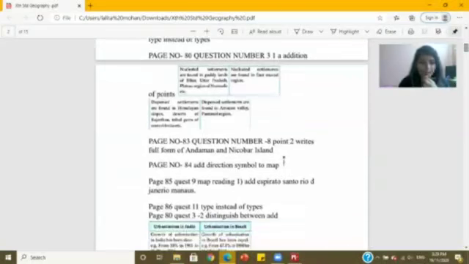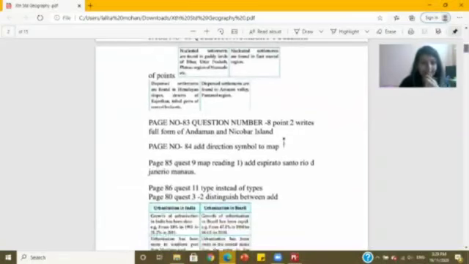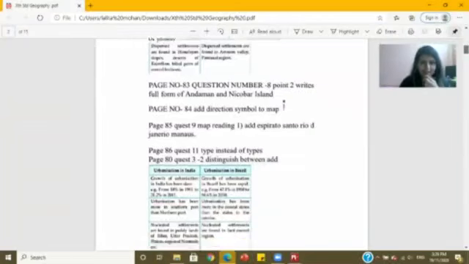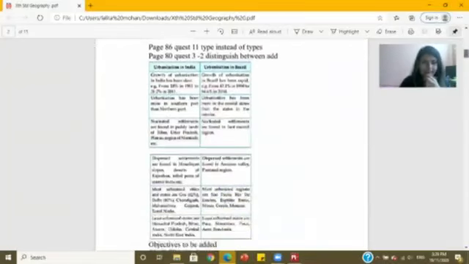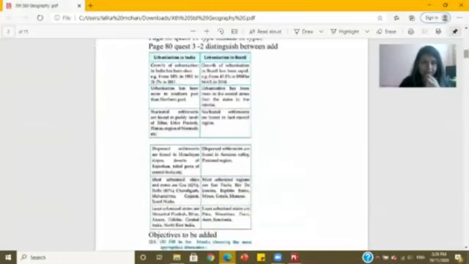Page 80, question 3. This is distinguished between. We have to add the following points, which I'll be reading out for you all. So the question is urbanization in India and urbanization in Brazil. First point, growth of urbanization in India has been slow. Example, from 18% in 1961 to 31.2% in 2011. First point, Brazil. Growth of urbanization in Brazil has been rapid.